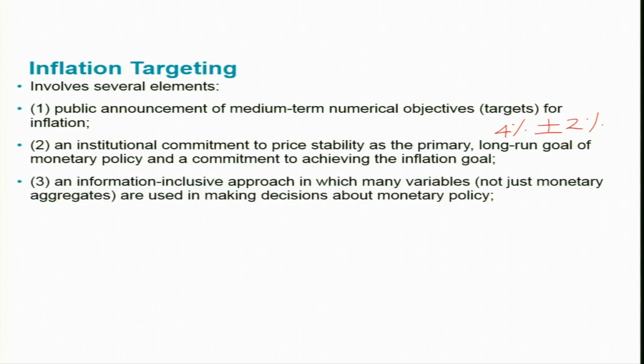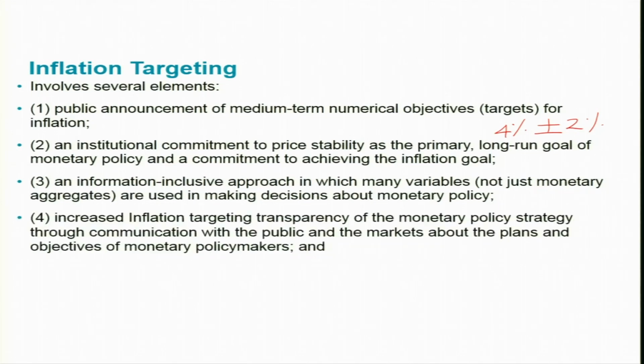Thirdly, an information inclusive approach in which many variables, not just monetary aggregates, are used in making decisions about monetary policy. And fourth, increased transparency of the monetary policy strategy through communication with the public and the markets about the plans and objectives of monetary policy makers. That means it will increase transparency, so that when they announce the target, the public and the market can anticipate that monetary policy will be coming in order to ensure that the target is achieved.